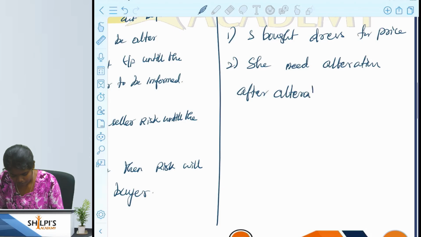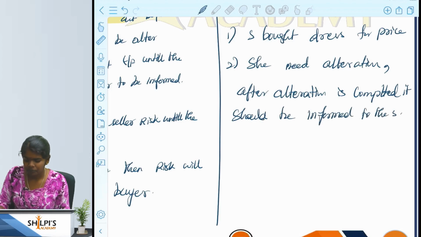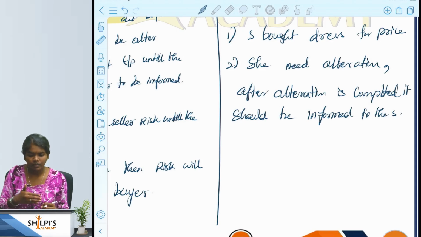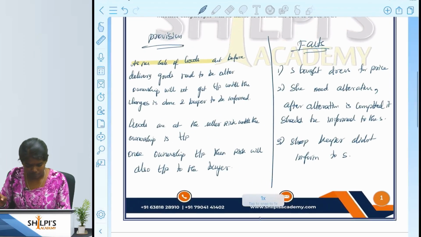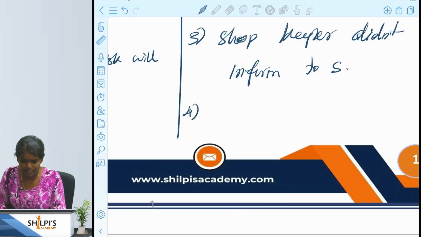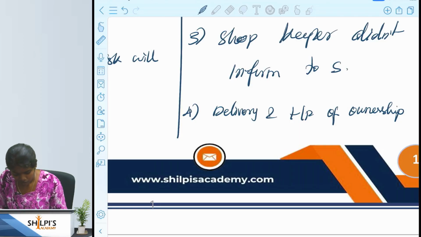alteration is completed, it should be informed to S. Okay, and in this case what is happening? The seller didn't inform the buyer. Okay, so third point, the shopkeeper didn't inform S. Okay, and since the delivery also did not happen in this case, am I right? Delivery and transfer of ownership also did not happen.